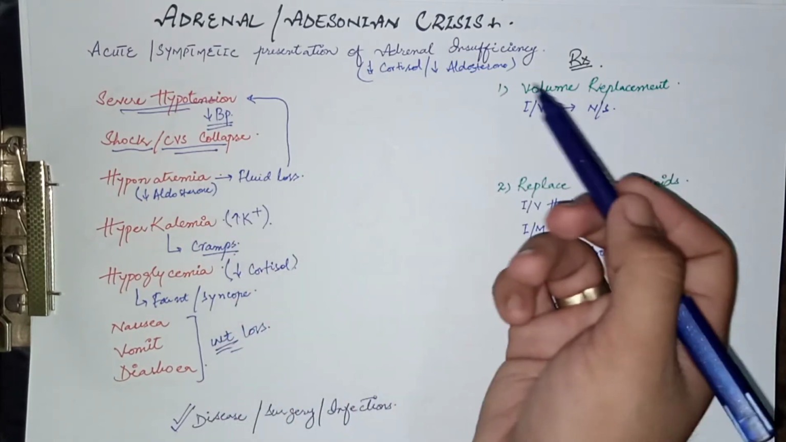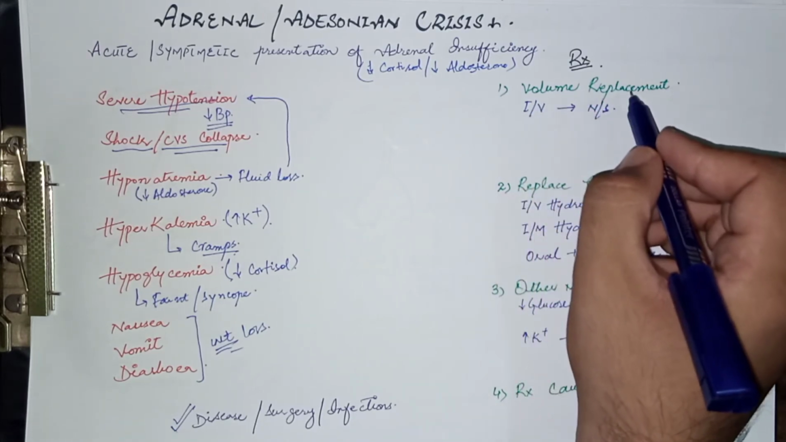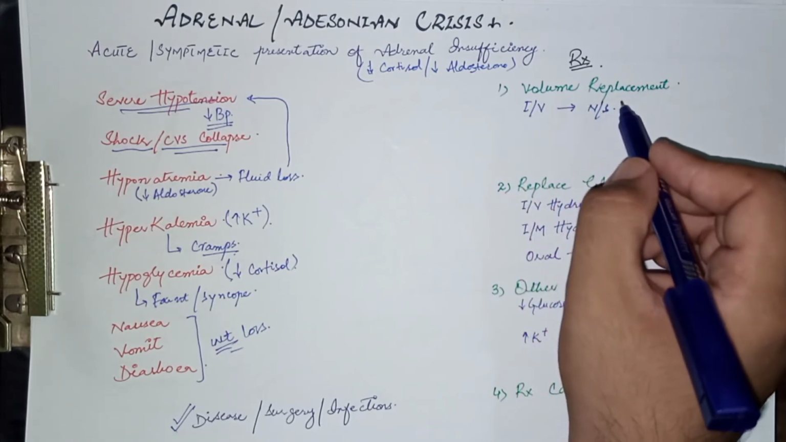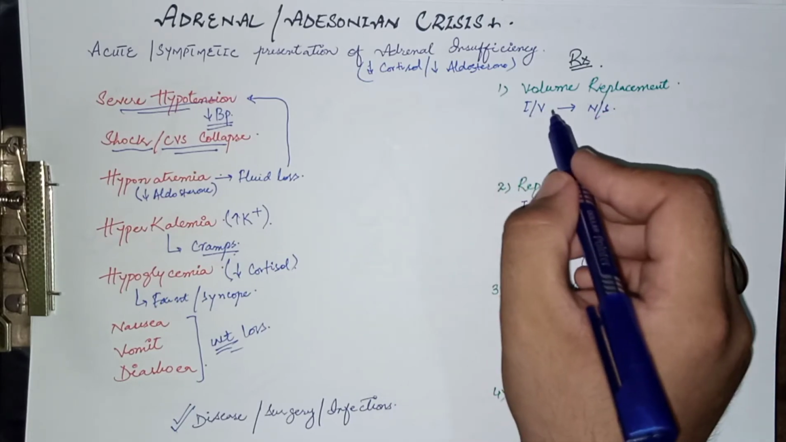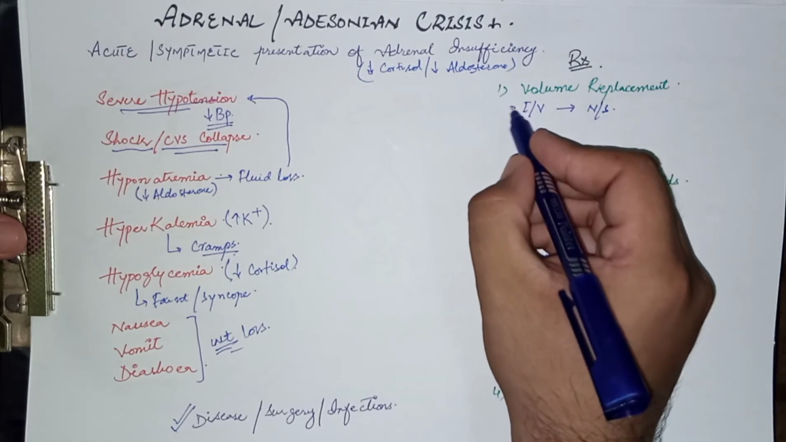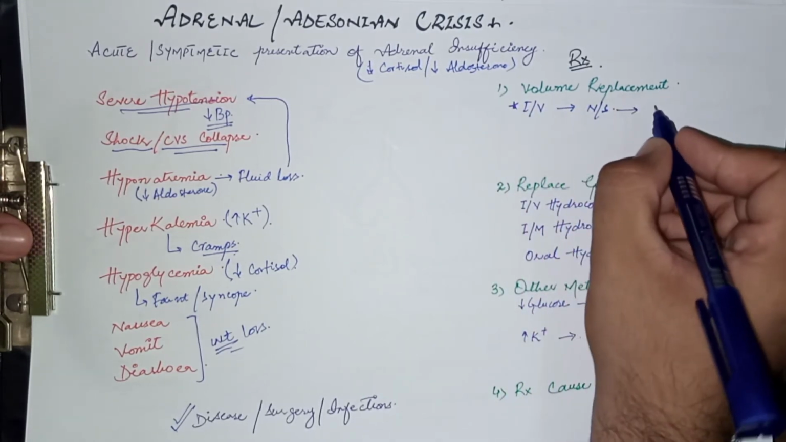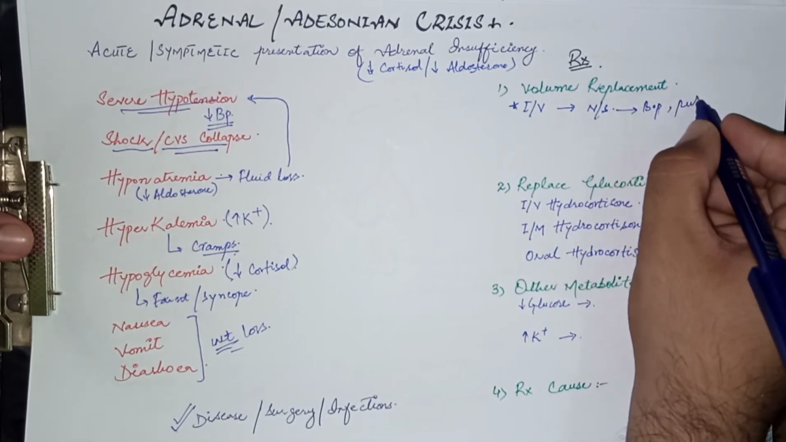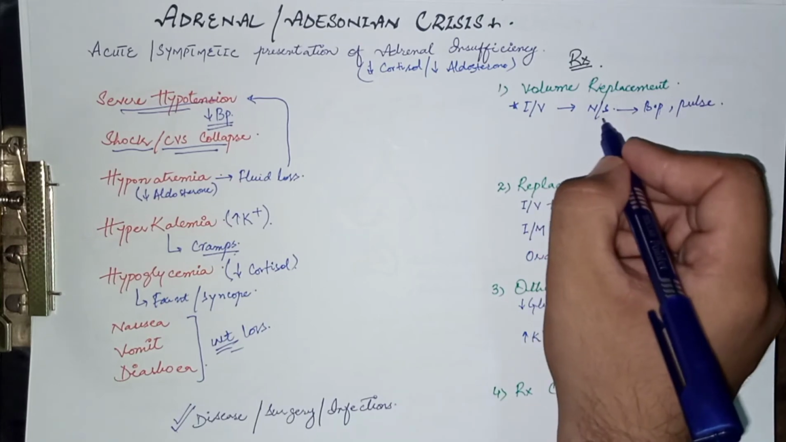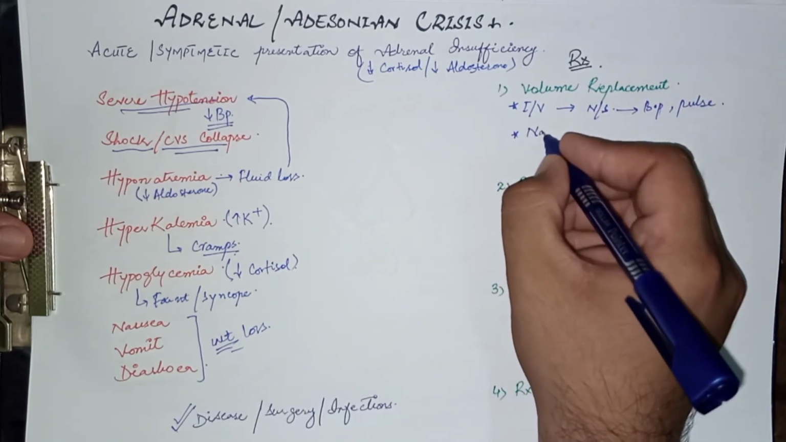Now come to the management of Addisonian crisis. The first step is to replace the fluids. The fluids which are depleted in this Addisonian crisis should be replaced first. Maintain the IV line and give normal saline to the patient in order to correct the blood pressure. In order to normalize the blood pressure and the pulse, give normal saline to the patient, and also maintain the normal sodium levels.